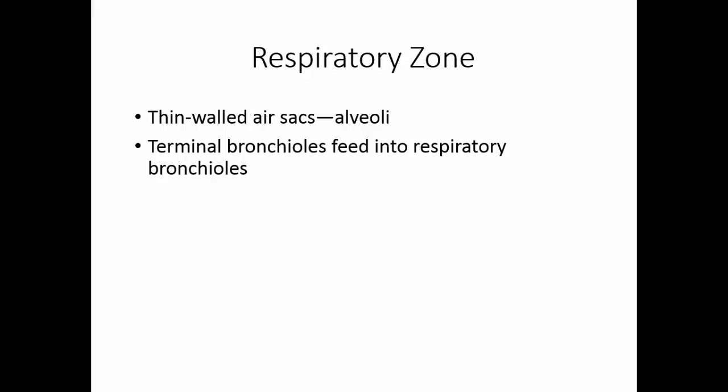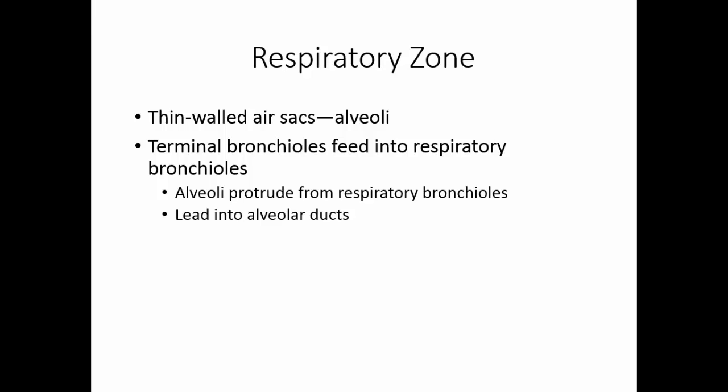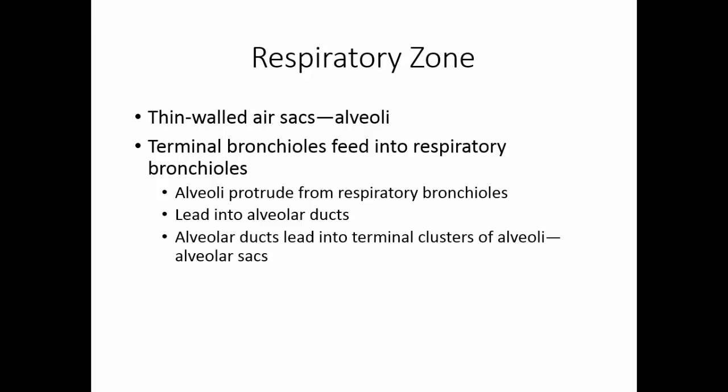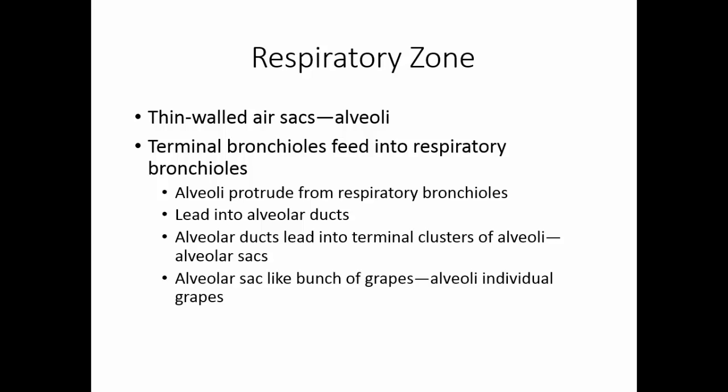The respiratory zone is where the actual gas exchange occurs. This occurs in the thin-walled air sacs that are known as the alveoli. The terminal bronchioles feed into respiratory bronchioles, and the alveoli protrude from these respiratory bronchioles. These lead into alveolar ducts. The alveolar ducts lead to terminal clusters of alveoli that are called alveolar sacs.